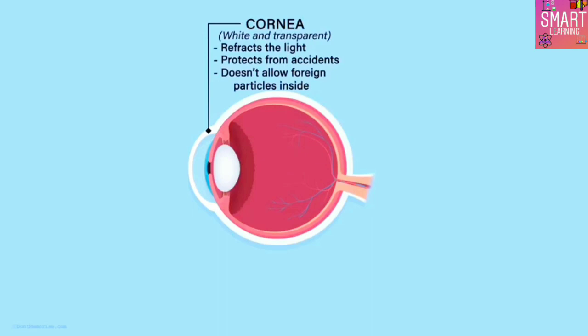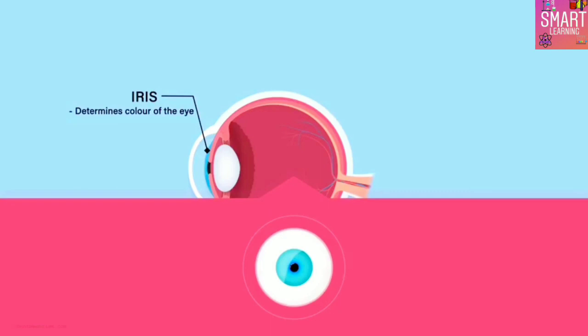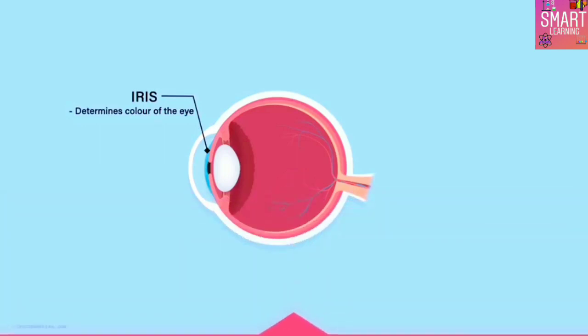Let's now talk about the things present inside. Behind the cornea, there is a dark muscular structure called the iris. The iris determines the color of the eye. For instance, when we say that a person has blue eyes, it means the color of the iris of the person's eye is blue. There is a small opening at the center of the iris for the light to enter.